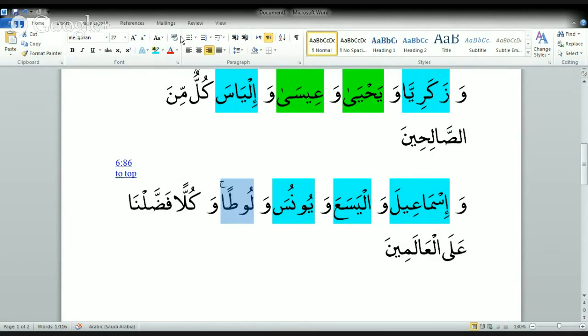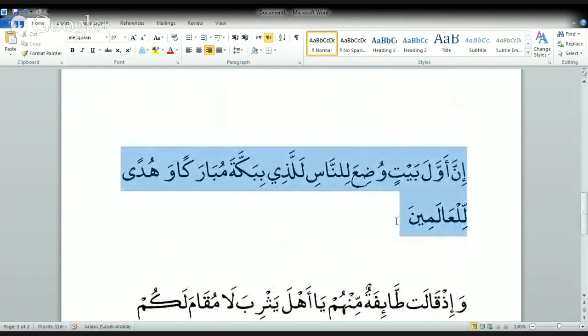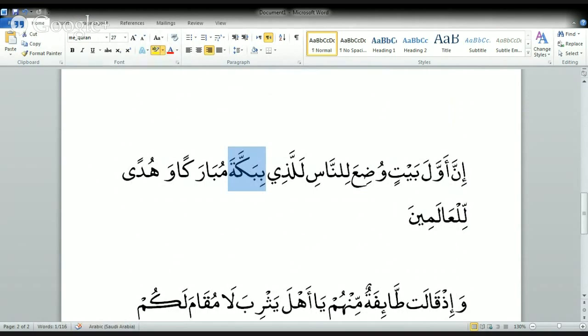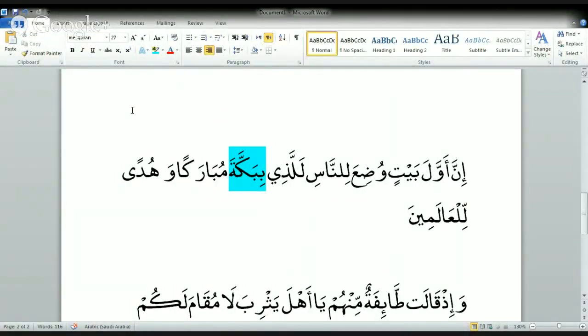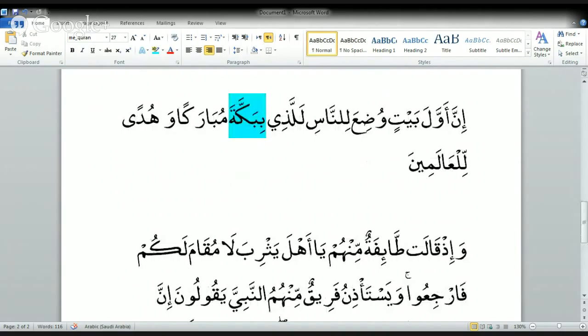Anything else? Lut is fully flexible. Three letters. All right. Why? Good. Anything here? Bakka is partly flexible. Why is that? So Makkah. Yep, it's the old name of Makkah. Very good.